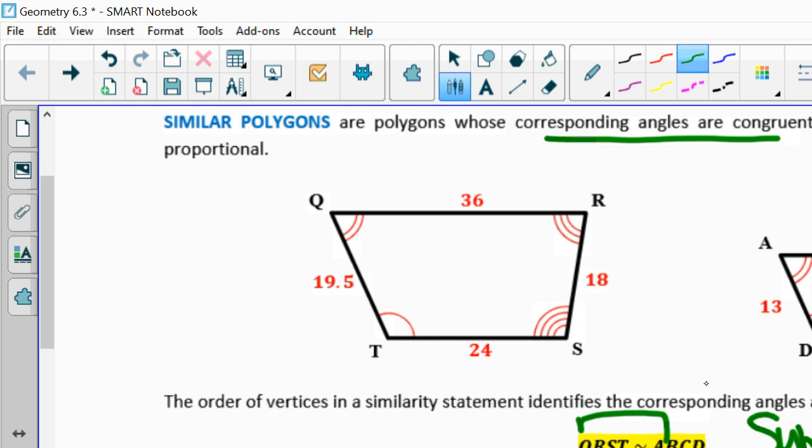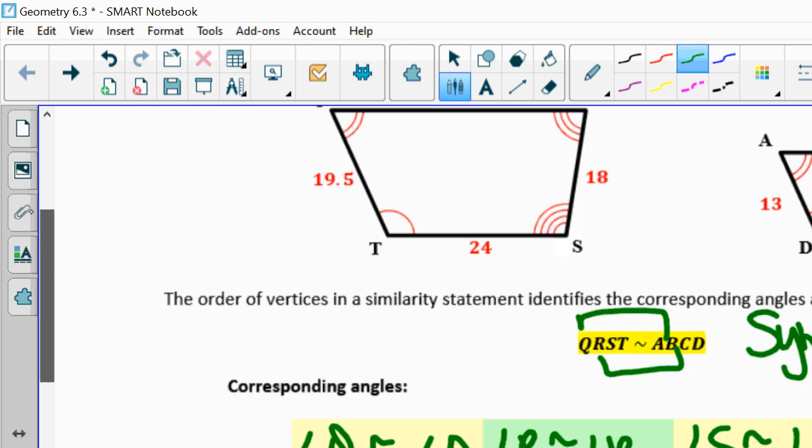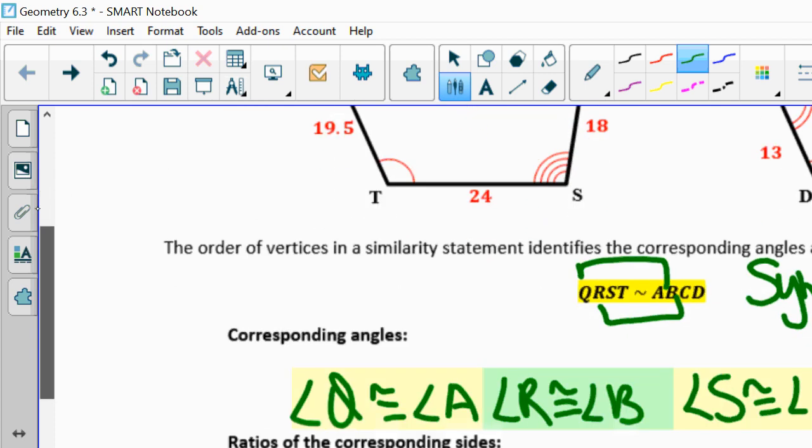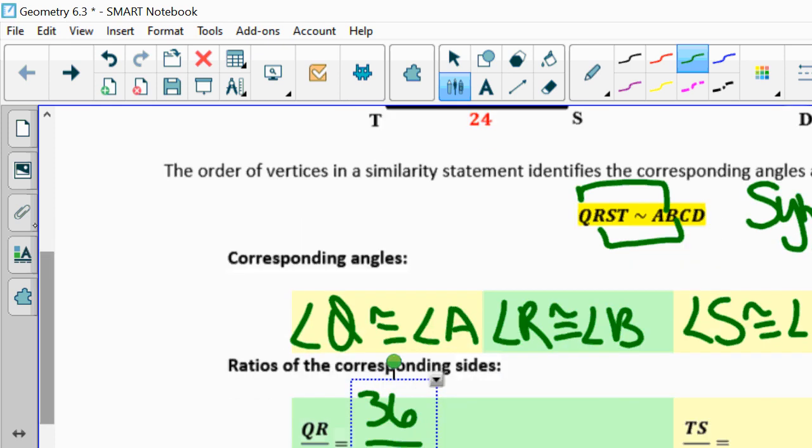Now we want the ratios of the corresponding sides. QR is proportional to AB. QR is marked 36 over AB, marked 24. We need to simplify the ratio if we can. 36 and 24, the biggest number they have in common is 12, so that reduces to 3 over 2.